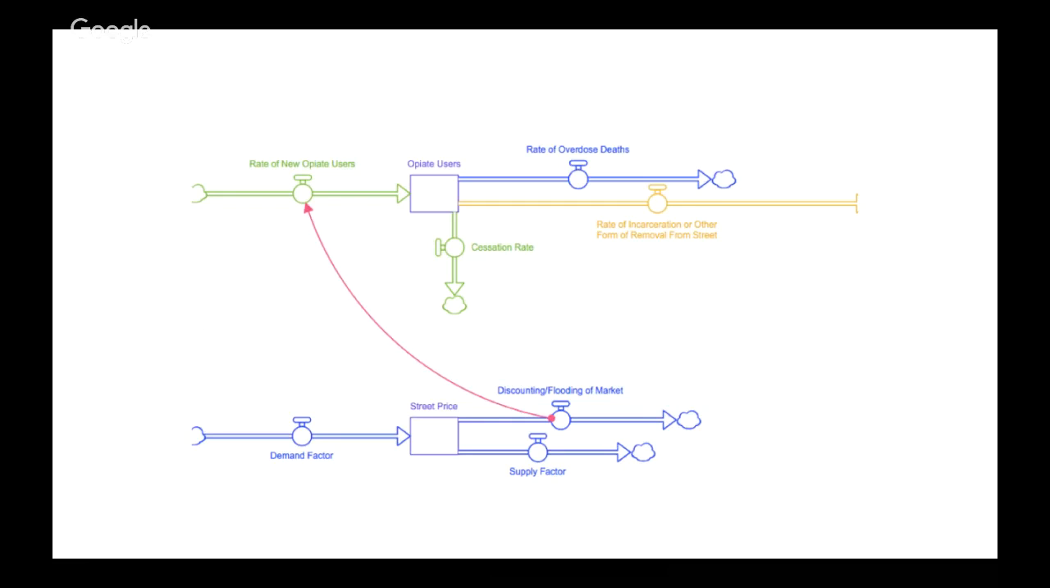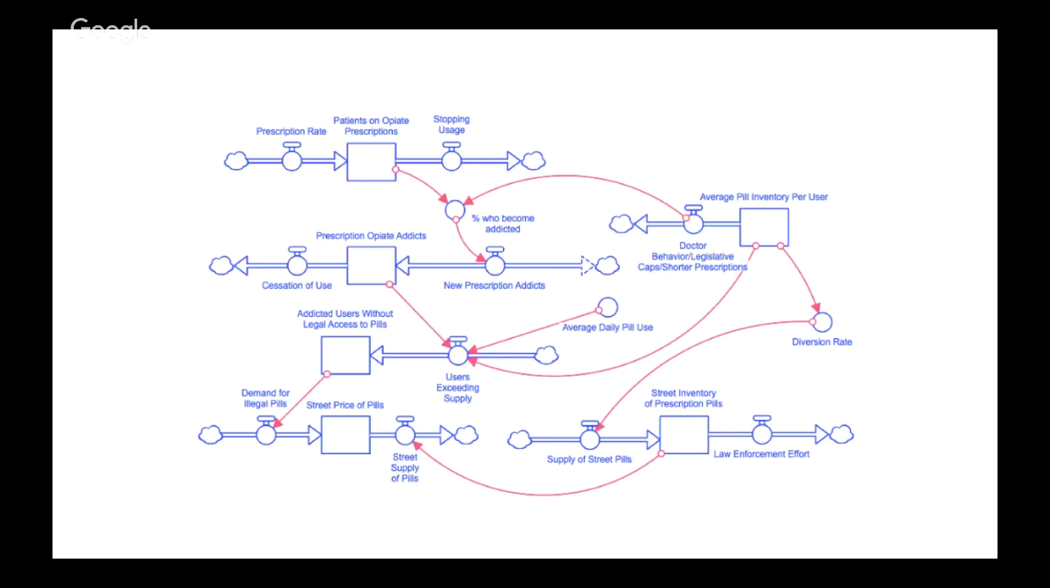Let's look at that, even though I'm not including it in the final model. So here we have a simple model describing the mechanism by which the legal use of prescription opiates leads to an increase in users dependent on street supply of illegal opiates. This submodel shows how interventions can lead to unintended consequences.